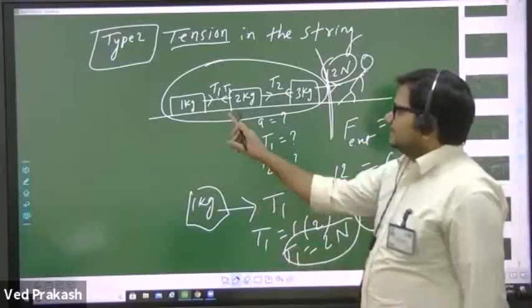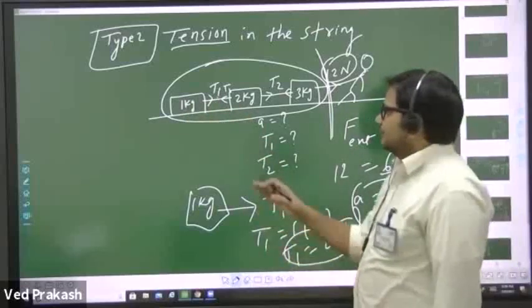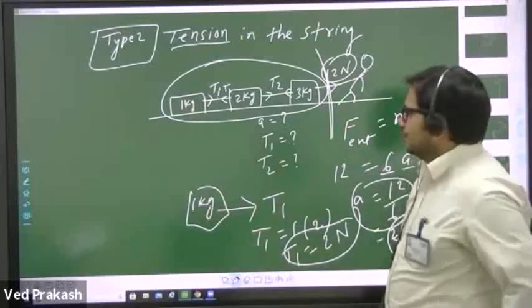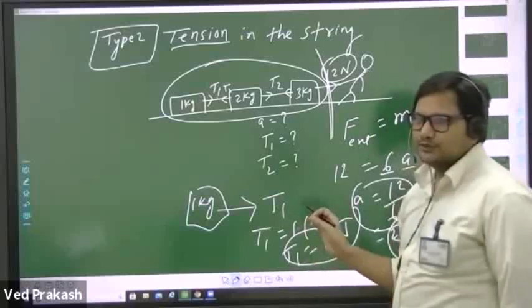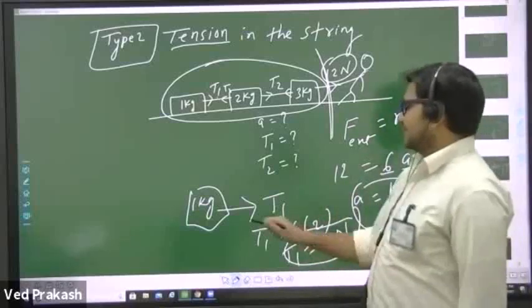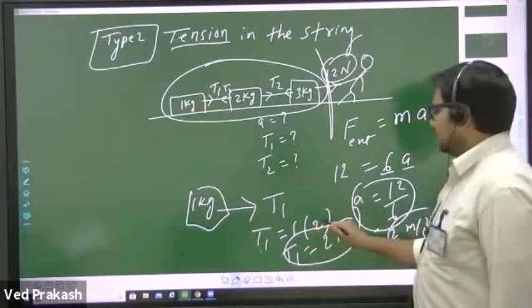To find the tension force acting between the 1 kg and 2 kg blocks, we have to draw the free body diagram of this 1 kg block. The only force acting on this 1 kg block is T1. This force is responsible for the acceleration of the 1 kg object. So let's write Newton's second law for this 1 kg object: force equals mass into acceleration.